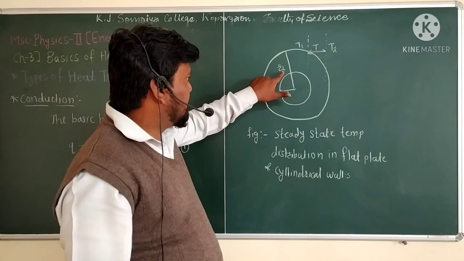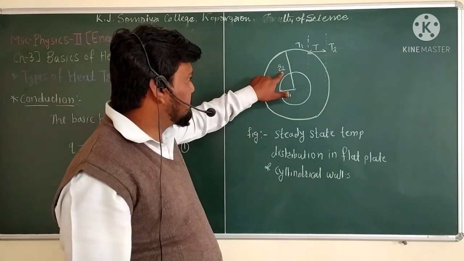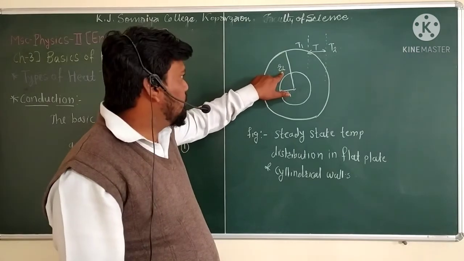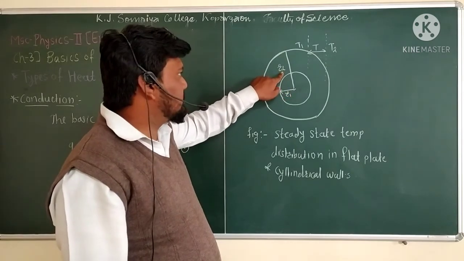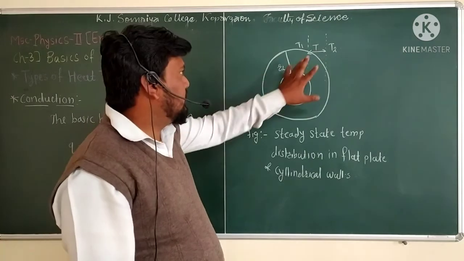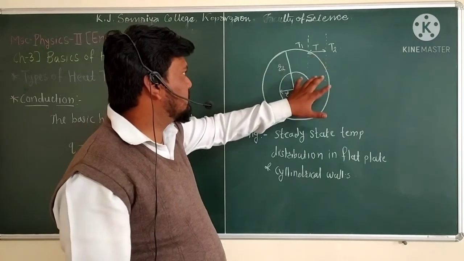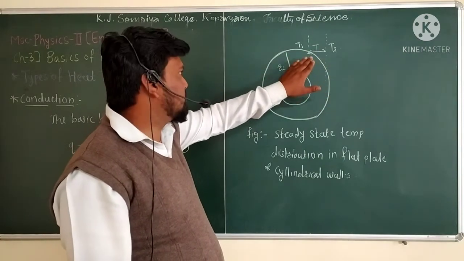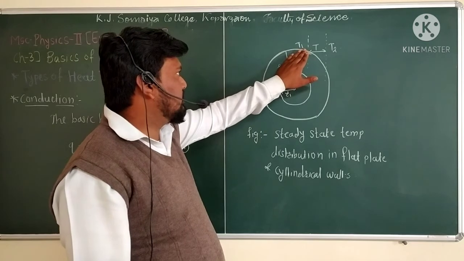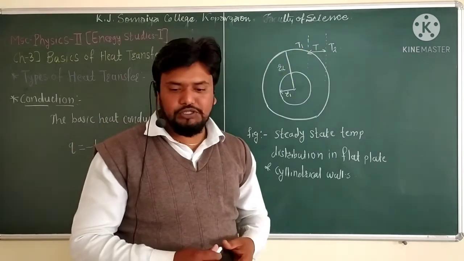Okay, if we analyze the figure, the small circle has radius r1, and the large circle has radius small r2, and the cylindrical surface has temperatures denoted by capital T1 and capital T2.